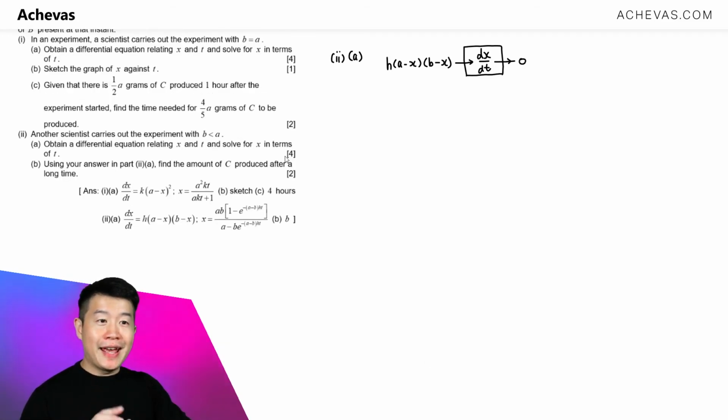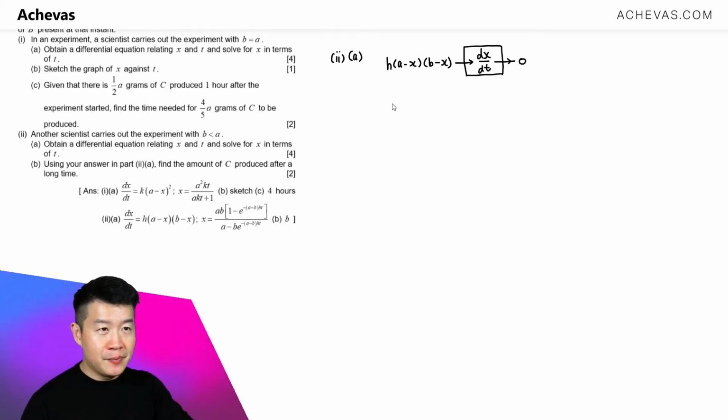And now we are looking at a case where b is less than a. But for the rest of the conditions, they are going to remain exactly the same. So I'm going to be making use of the same schematic as what we have used in part 1 of the question, except that I'm switching k for h since we are looking at another question.